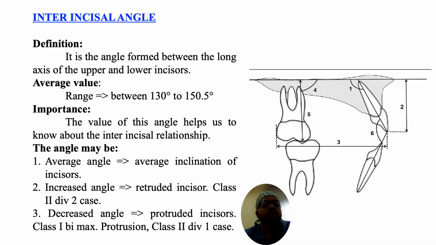In short, it can range from 130 to 150. The average angle, the average inclination, is normal. An increased angle means retruded incisors, a class 2 division 2 case. A decreased angle means protruded incisors, class 1 bimaxillary protrusion, or a class 2 division 1 case.